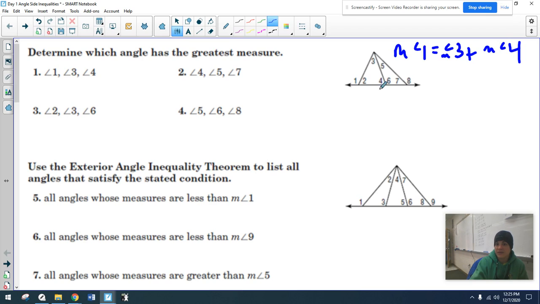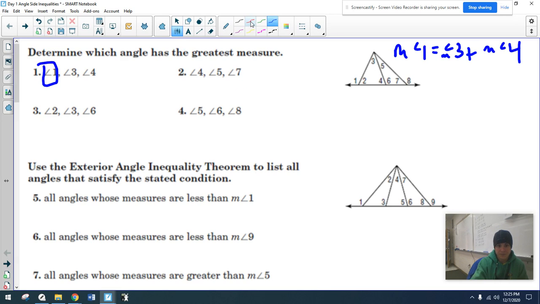Okay, that was the exterior angle theorem that we learned. Also, angle 8 would be exterior, and it would be 5 and 6 added up. So that's what we're going to be using with these. In problems like this one, it says determine the angle of greatest measure between 1, 3, and 4. Well, 1 was equal to 3 plus 4. So obviously, if you have to add these two to get this, it's going to be bigger than them. So the biggest one is this one. You're basically picking the exterior one.